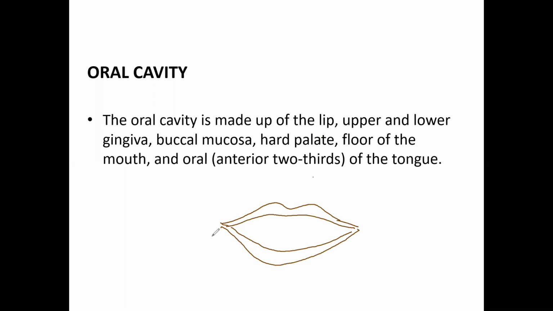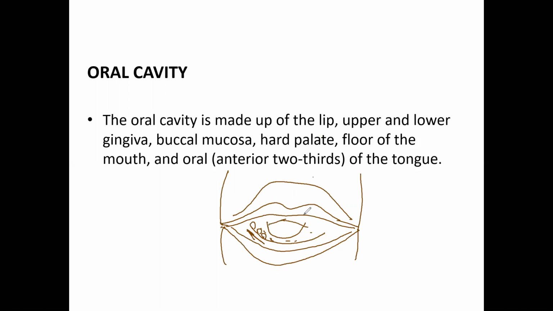What is gingiva? It is related to your teeth, and this is the gingiva. And buccal mucosa, whatever is the cheek mucosa that is there over here, this side and this side. And you should have in mind about the hard palate that is there over here. And you should have about the tongue that is there over here. This is the floor of the mouth. And you should have the anterior two-thirds of the tongue also.